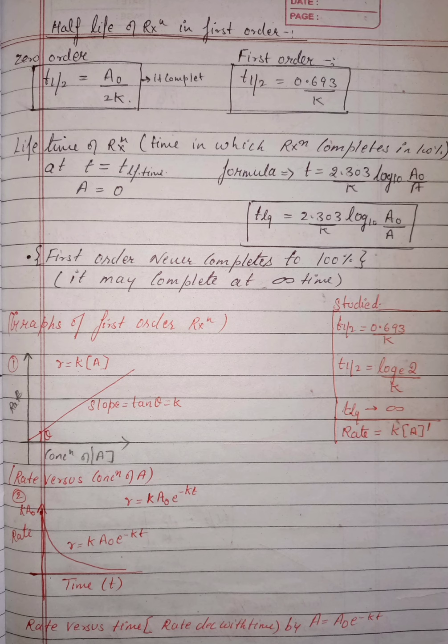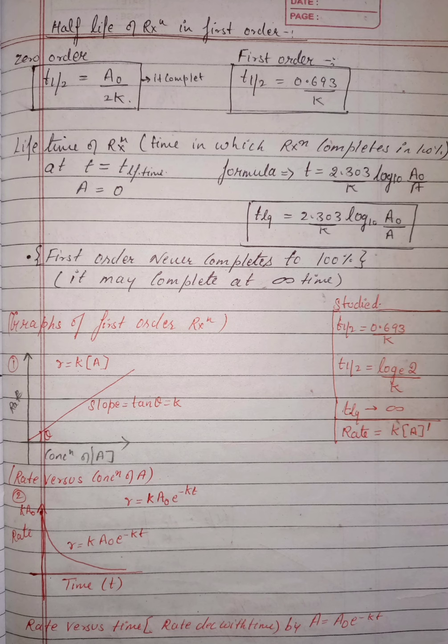Now, the lifetime of a reaction is the time in which the reaction completes 100%. Here we take T equals T half life and A equals 0. We put a formula here: T equals 2.303 log A naught upon A. So what will happen? Write it in your note: a first order reaction never completes to 100%. It may complete at infinite time.